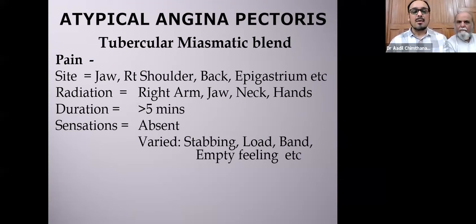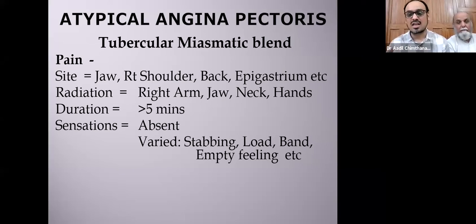You can get pain not only in the chest, but in the left jaw, right shoulder, the back, the epigastrium. In fact, today itself, I got this young patient, 43 years of age. His father died at the age of 37 due to a massive heart attack. His brother died at the age of 43, due to a massive heart attack, and this man has become 43 now. And for 5 years, he's had diabetes, hypertension, and now started with severe chest pain.